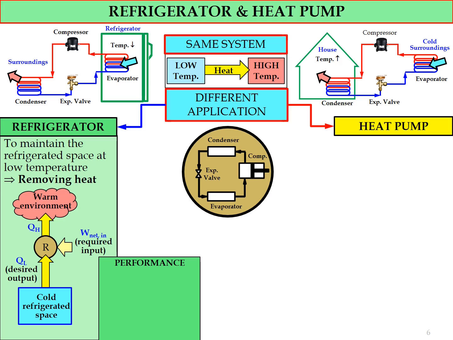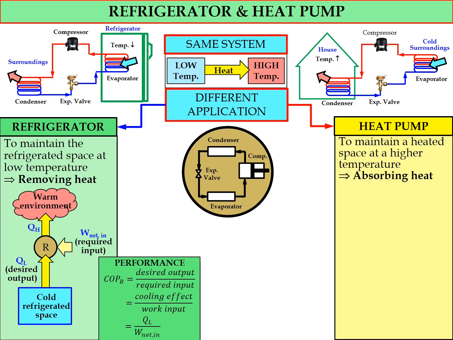In terms of performance for the refrigerator, we can determine the performance by calculating the value of COPR. COPR represents the coefficient of performance for the refrigerator, where COPR equals desired output divided by required input, which is also equal to cooling effect divided by W input. In terms of symbols, COPR also equals QL divided by W net in. So this is the formula that can be used to determine the performance of the refrigerator.